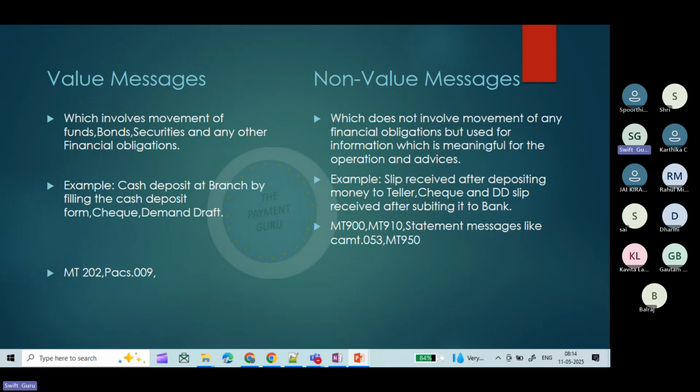Then there is a check and there is a demand draft as well, which brings in movement of the funds from one account to another account.